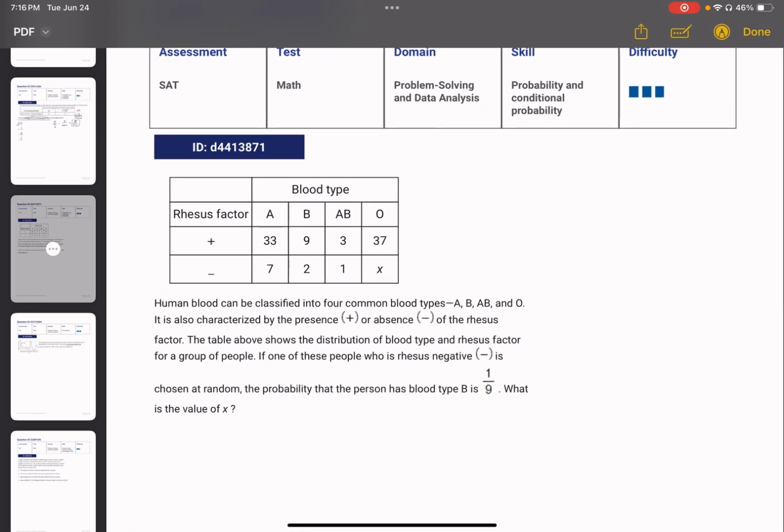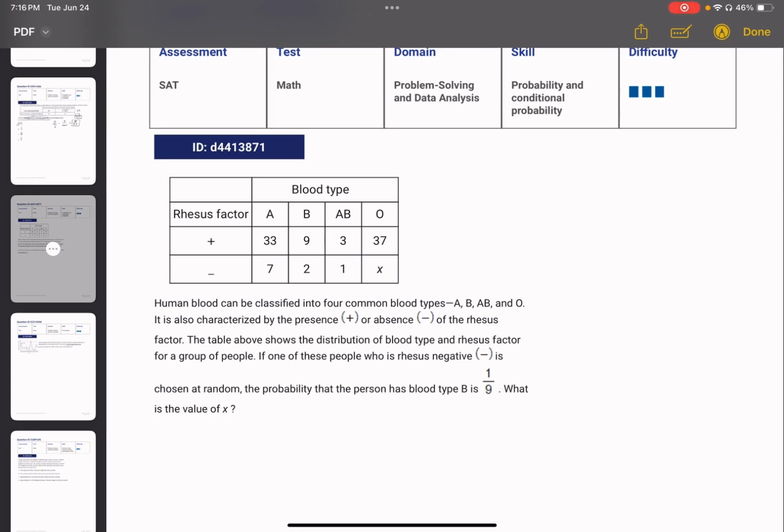Okay, human blood can be classified into four common blood types: A, B, AB, and O. It is also characterized by the presence or absence of the rhesus factor. The table above shows the distribution of blood type and rhesus factor for a group of people. If one of these people who is rhesus negative is chosen at random, the probability that the person has blood type B is 1/9. What is the value of X?